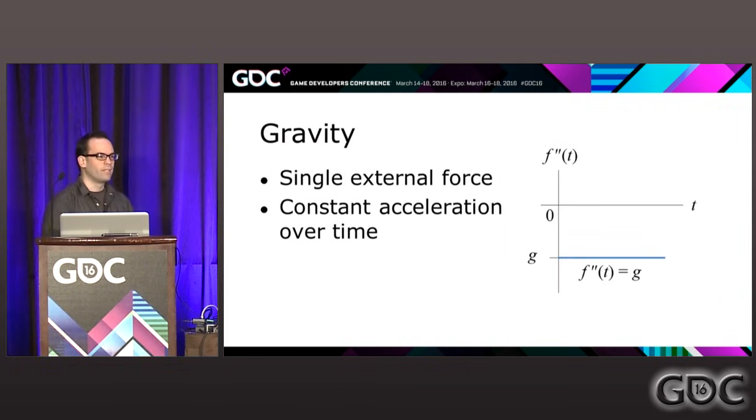So let's look at gravity. Gravity is the one and only external force that's acting on our player character. It's constant over time, so if we graph this out, it's just a flat line, and we can write this as an equation, F double prime of t equals g, and g is our gravitational constant. Now from physics, we know that acceleration, velocity, and position are all related to each other in that they are derivatives and integrals of each other. So if we know acceleration at any time, we can integrate with respect to time to find velocity. So we'll go ahead and do that.